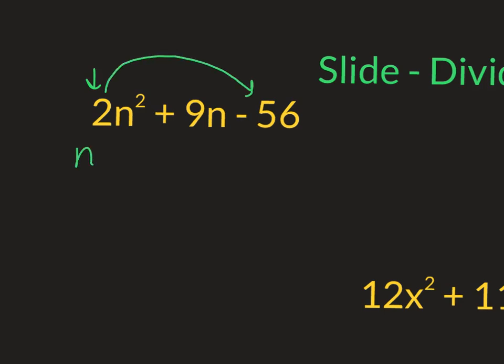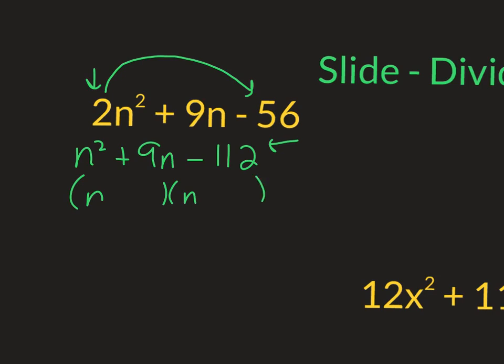When I say slide it, I mean multiply the first number times the last number. Everybody knows 56 times 2 is 112. And so I get that situation. So now I'm trying to find factors of 112 that will somehow add up to be 9 in the middle.